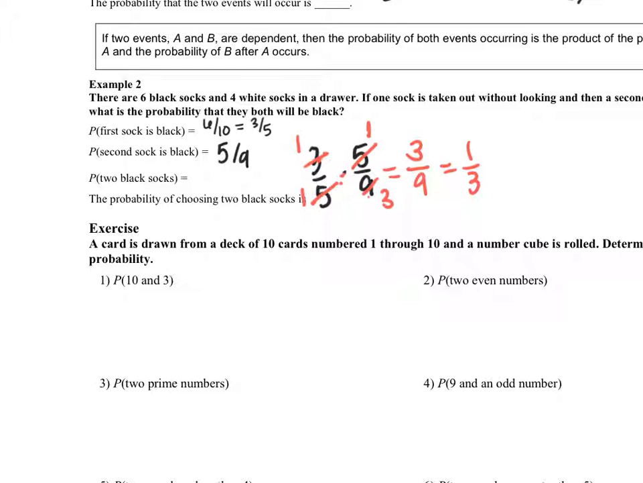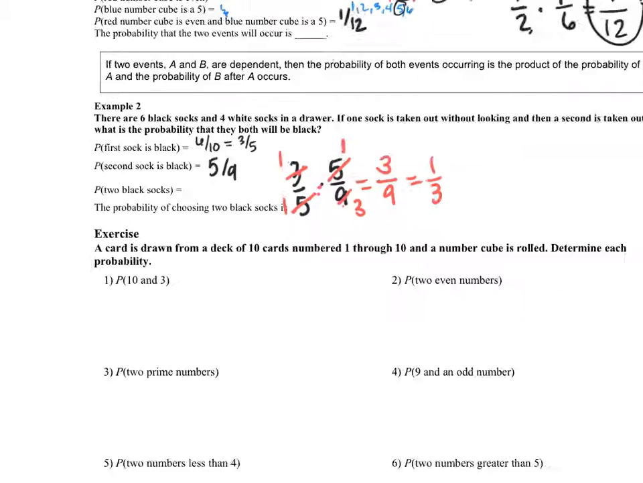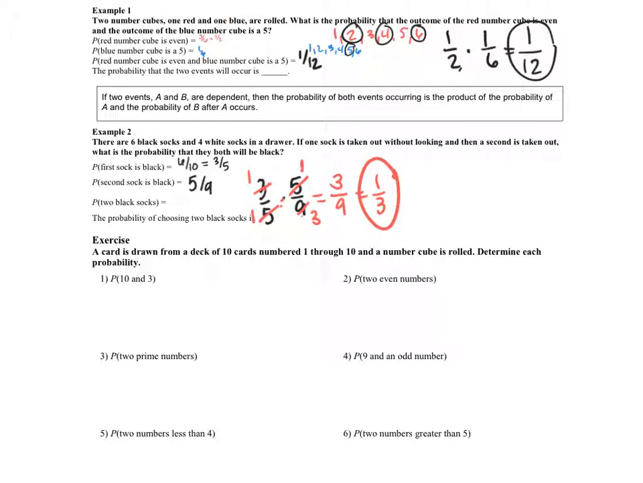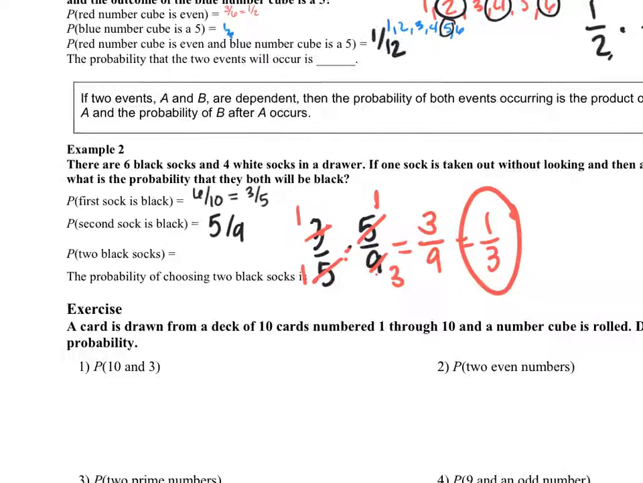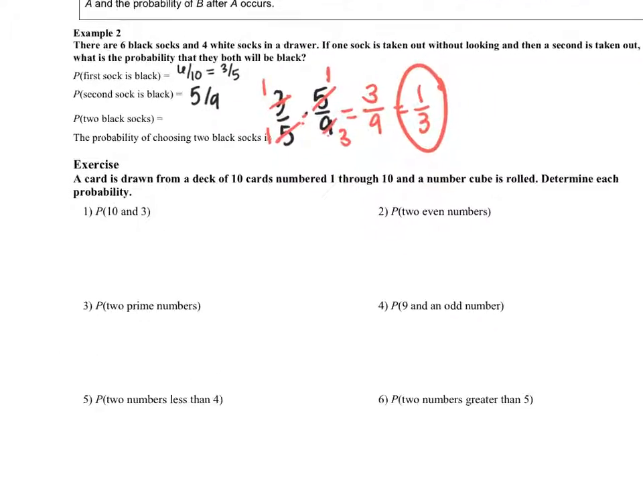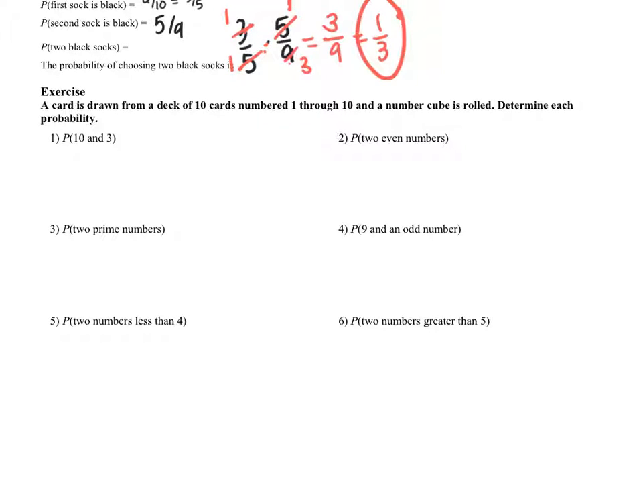Okay. So there we are. The probability of getting 2 black socks is 1/3. Okay. Because I took away a black sock. So I'd already drawn one out. So there were only 5 black socks left, right? And then there were only 9 total socks because I had 10 socks and I took one away. Okay. So look at the exercise. A card is drawn from a deck of 10 cards numbered 1 through 10 and a number cube is rolled.